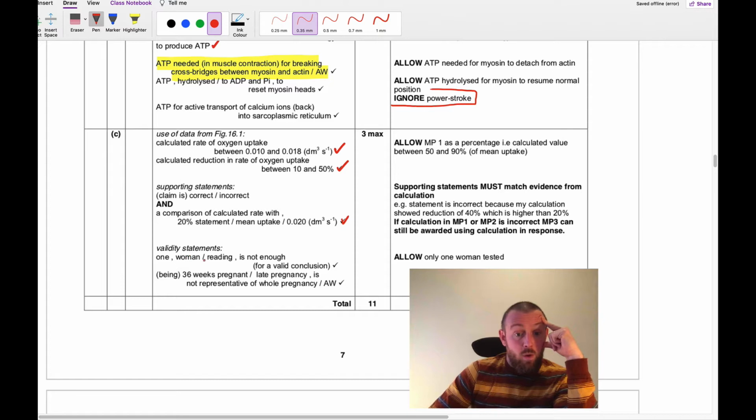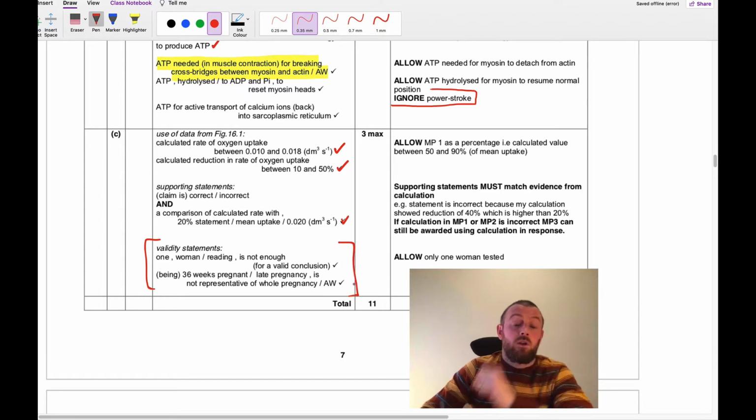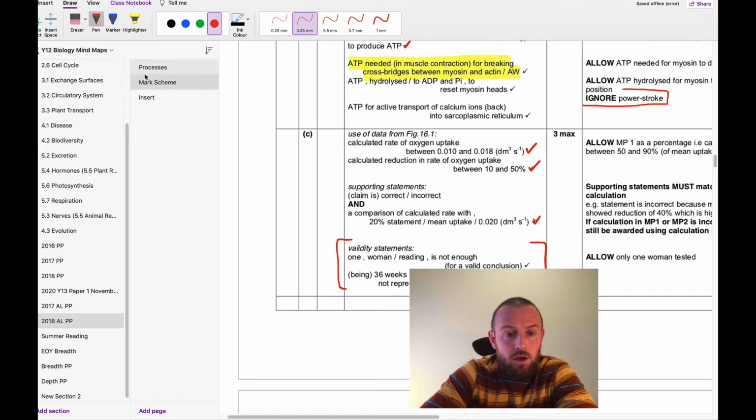Validity statements: 1 woman, reading is not enough. 36 weeks pregnant, late pregnancy is not representative of whole pregnancy. Okay, so other stuff I could have said. These are all good points here, these validity statements that I kind of missed out. Also worth extra marks. Okay, let's go back.